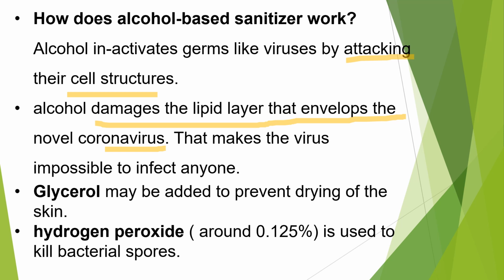Along with these alcohols, glycerol will be present in the hand sanitizer to prevent the drying of the skin. Glycerol acts as a moisturizer, and hydrogen peroxide will be present in some hand sanitizers because it is an antibacterial agent which kills bacterial spores. Some fragrances may also be present in the sanitizer, right? I wanted to tell you this because this is one of the alcohol-based products which finds very much use these days.